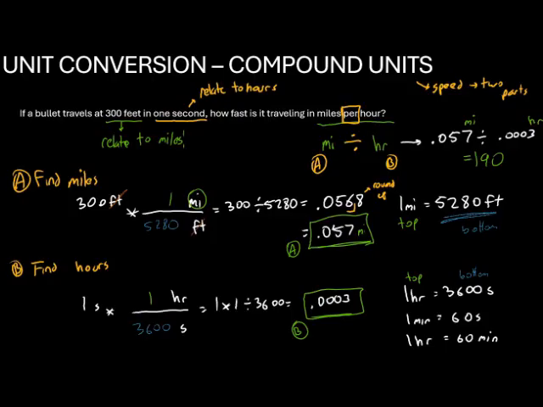This means our units will be miles per hour, which is usually written as a fraction, where the miles will go on top and the hours will go on bottom. If it's written as a fraction, just remember that the division bar represents the word per. So MI means miles, the division bar means per, and HR means hours. Therefore, our answer is 190 miles per hour.